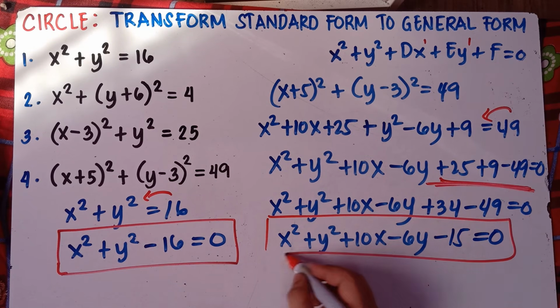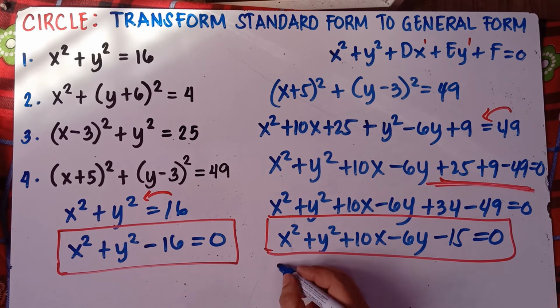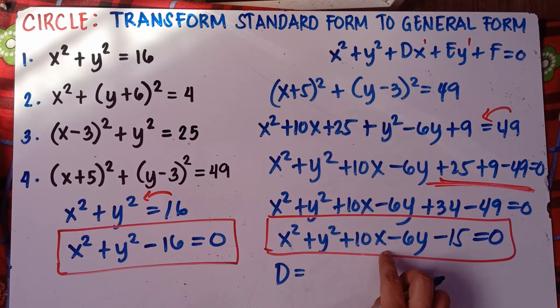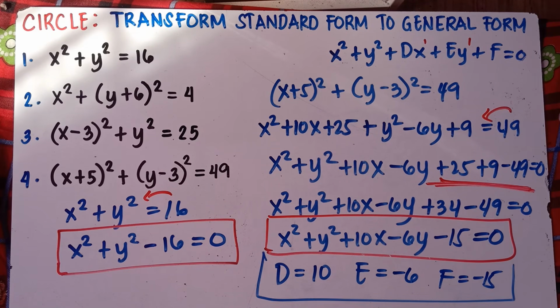So that's it. We transform the standard form into general form. The value of your d is beside x with the exponent of 1, so the d is 10. Our e is beside y, so our e is negative 6. And our f is the constant, negative 15. All set, class, for number 4.